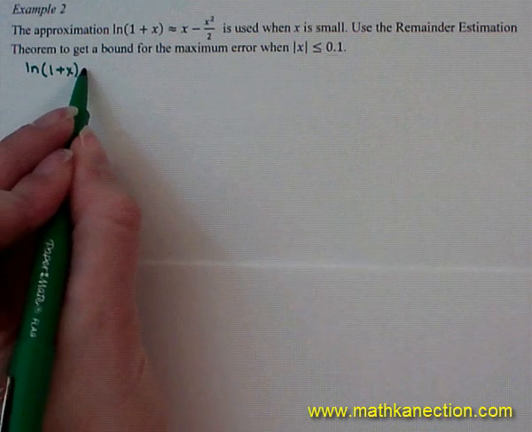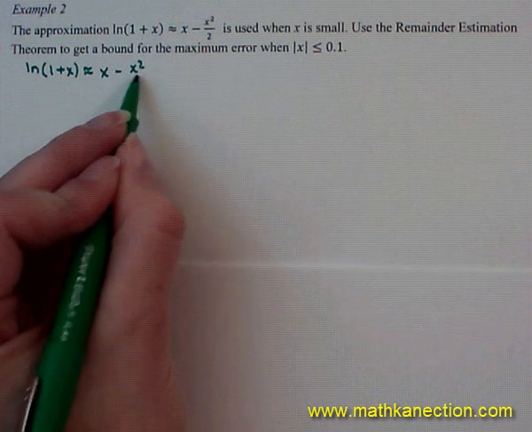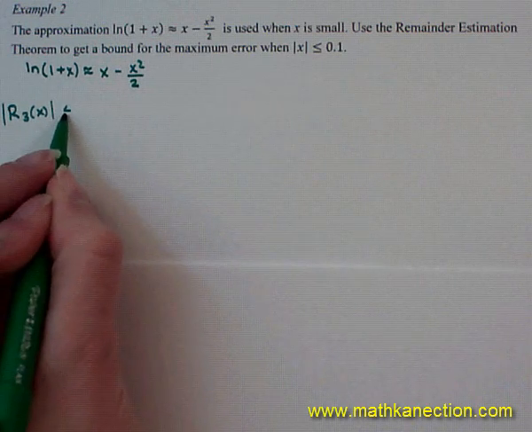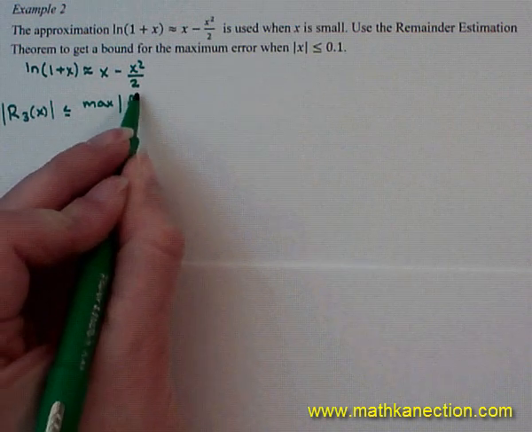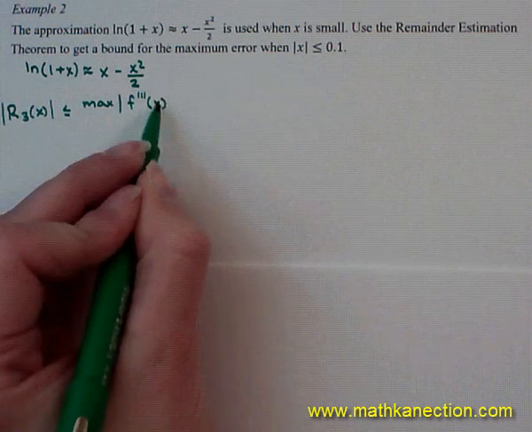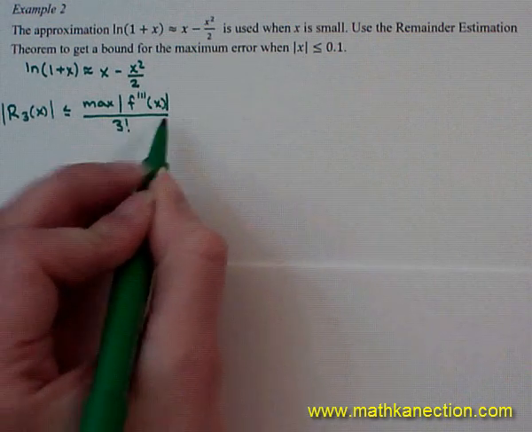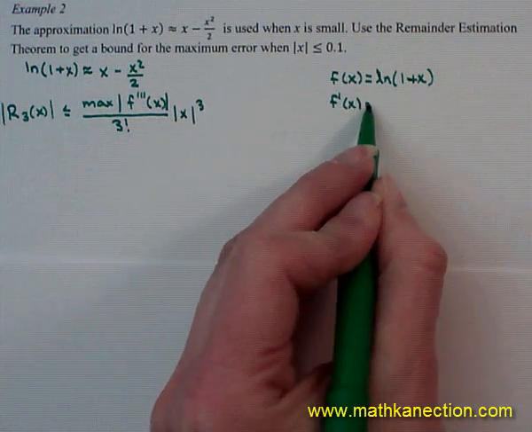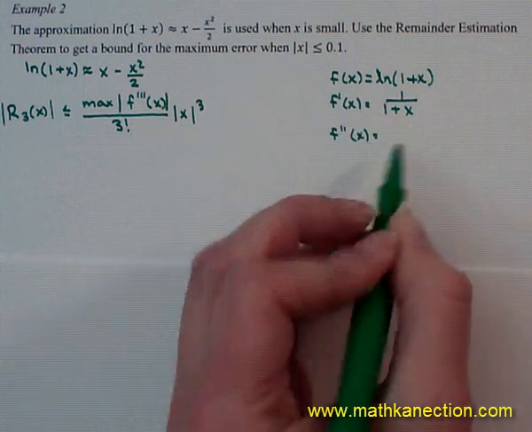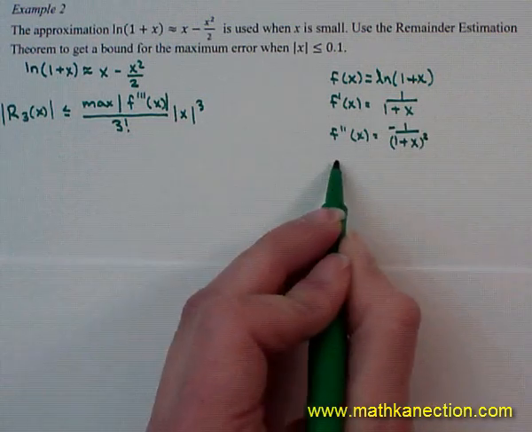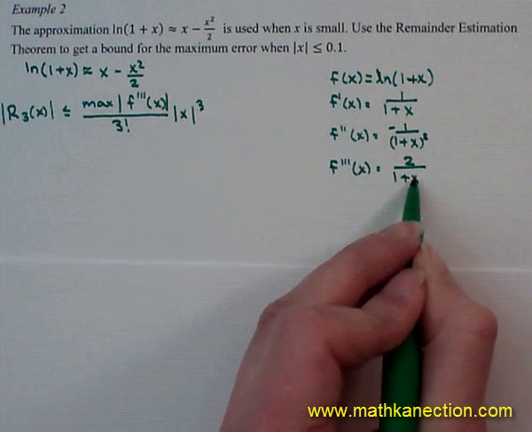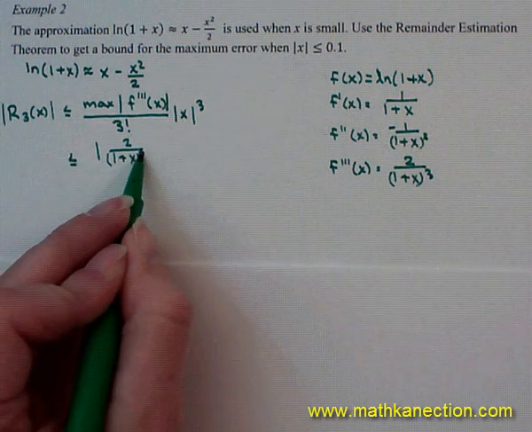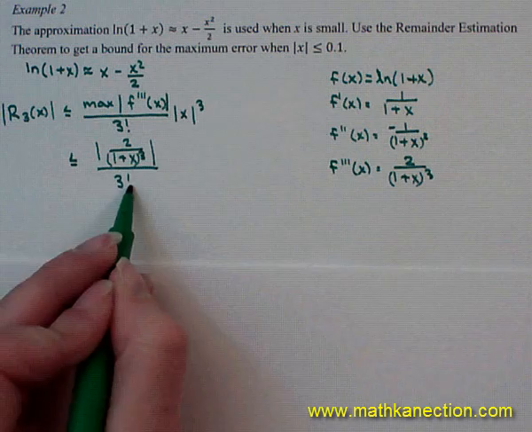To find the maximum error when the absolute value of x is less than or equal to 0.1, we need the remainder to be less than or equal to the absolute value of the third derivative of f at x over 3 factorial times the absolute value of x to the third. So the first derivative is 1 over 1 plus x. The derivative of that is negative 1 over 1 plus x quantity squared. And the derivative of that, the third derivative, is 2 over 1 plus x to the third. So I have less than or equal to the absolute value of 2 over 1 plus x to the third, over 3 factorial, times the absolute value of x to the third.